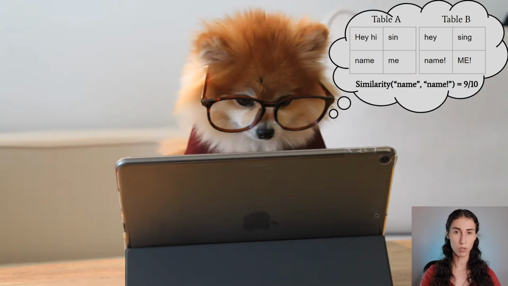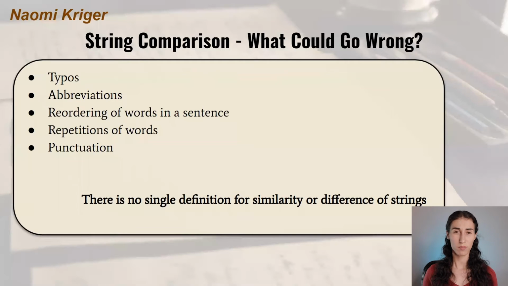Because when we talk about string comparison, actually, many things can go wrong. I mean, we have typos and abbreviations, maybe the words have been reordered in the sentence, or repeated with no added value to the meaning of the sentence. Or even if we talk about punctuation, we have dot and comma and a dash and many things that could affect the result of the comparison. But most of all, this brings us to one important conclusion. There is no single definition for similarity or difference of strings.